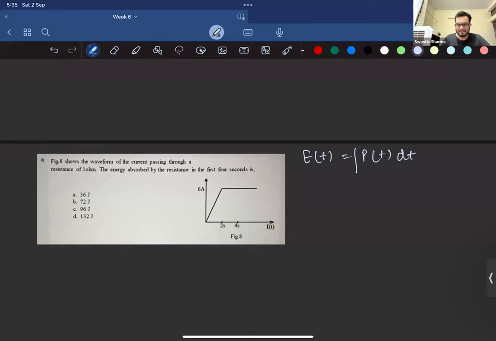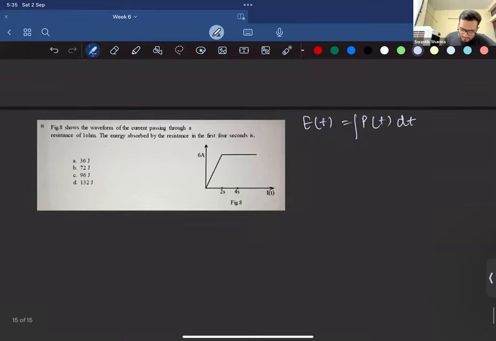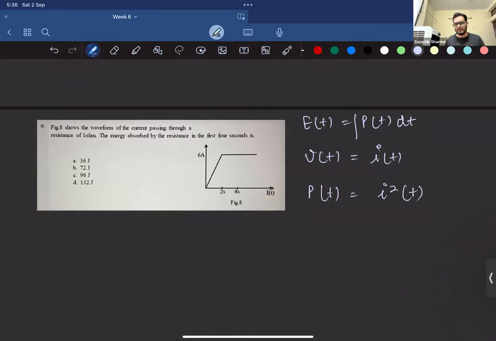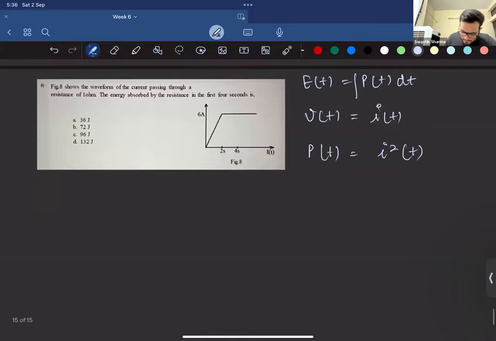Okay, just a second. Yes. So what is v(t)? Can you tell me, for a 1 ohm resistance, what is v(t)? It is i(t) into R, and R is 1, right? So v(t) is nothing but i(t). R is 1. So p(t) is what? I square R, or V square by R. V square is I square and R is 1. So it's i square t, right?